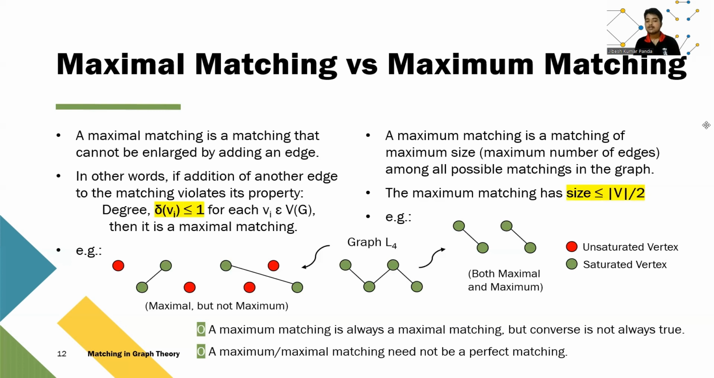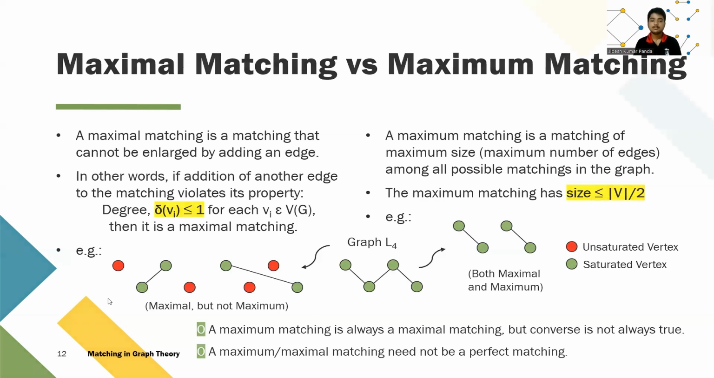Next, a maximum or maximal matching need not be a perfect matching. As we can see, if we take the graph which we discussed in the counterexample of the converse of the first proposition, the graph where at least one vertex remains unsaturated in any kind of matching, then that won't be a perfect matching. But if it has the maximum number of edges, it will be called a maximum matching. And if we cannot add any further edge to it, then it will be called a maximal matching. So a maximum or maximal matching need not always be a perfect matching.